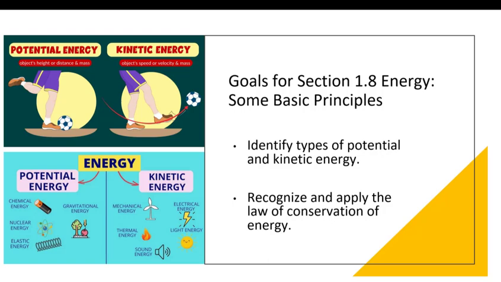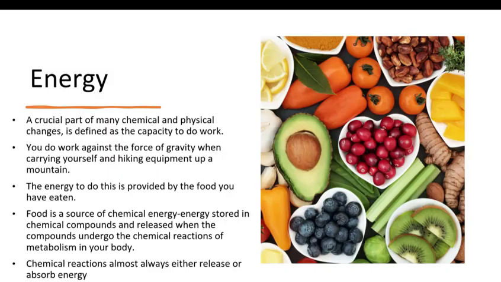Now we're moving on to section 8, looking at energy. We're going to identify types of potential and kinetic energy and recognize and apply the law of conservation of energy. A crucial part of many chemical and physical changes is energy, defined as the capacity to do work. You do work against the force of gravity when you carry yourself just by walking or carrying hiking equipment up a mountain. That's pretty extreme. The energy to do this is provided by the food you have eaten. Food is the source of chemical energy, energy that's stored in chemical compounds and released when the compounds undergo the chemical reactions of metabolism in your body.